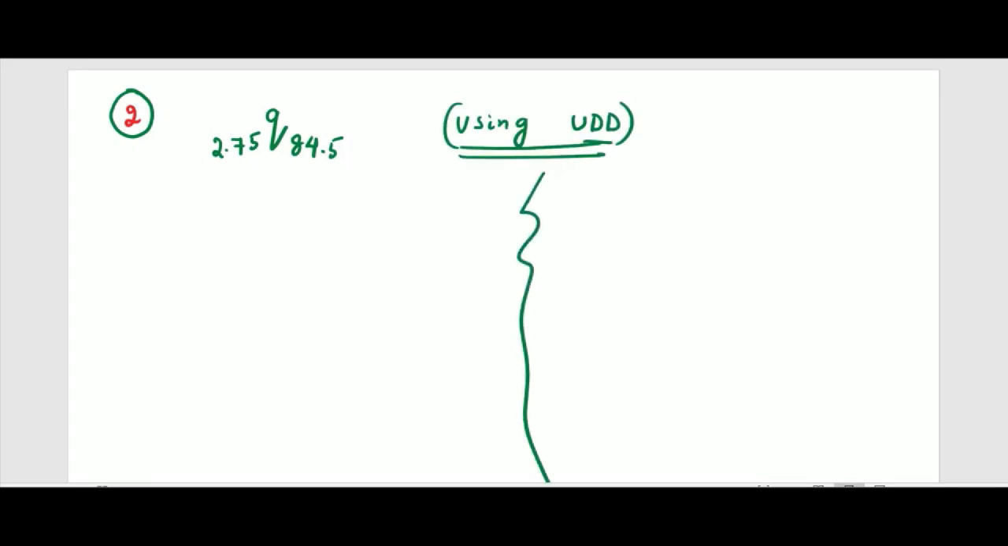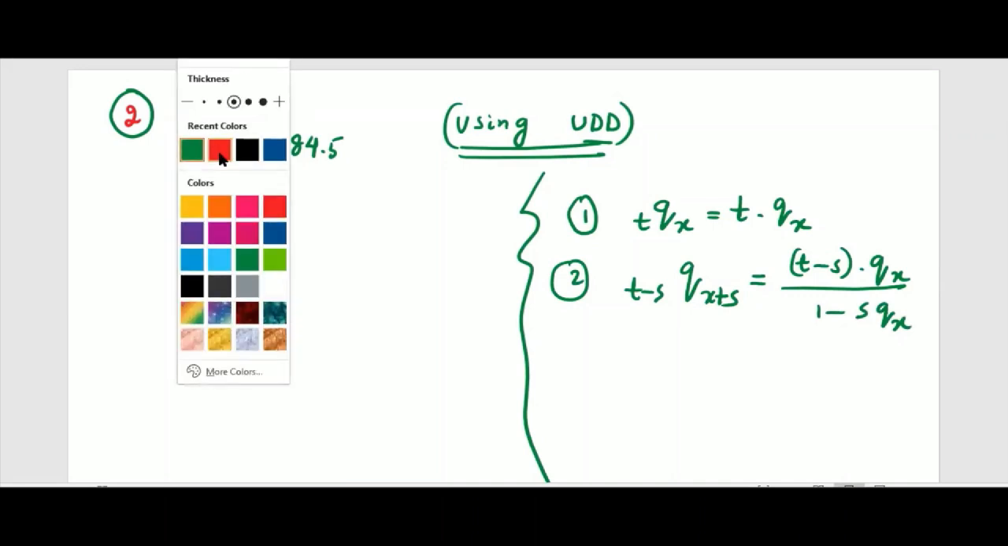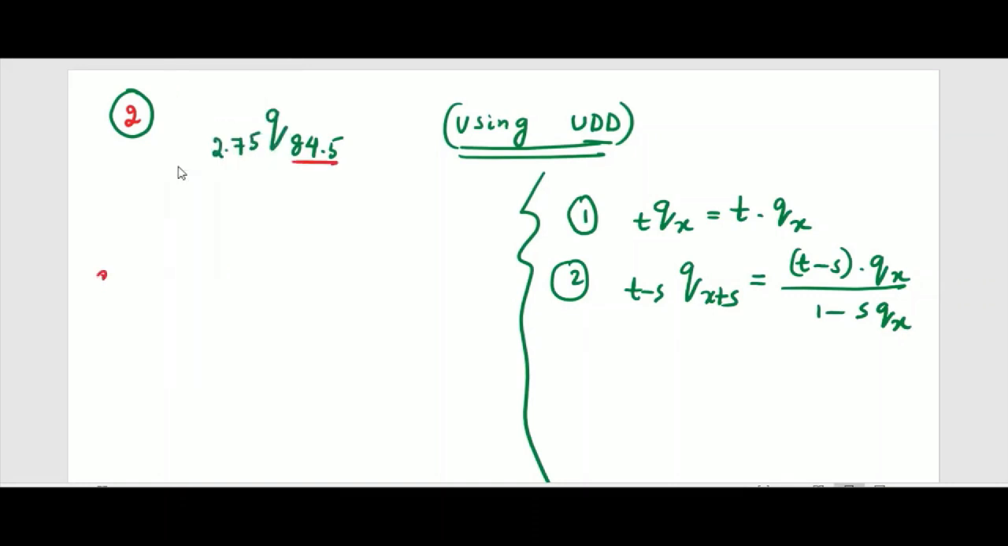Second one let's do. Q 84.5, 2.75 under UDD. Using UDD, you have to find this. What are the formulas in UDD? t q x, we write t multiplied by q x, right? This is the formula, right? Now, when you start here, first you write the points. The first one is 84.5, you write here. And 2.75 is the addition. You add these two: 84.5 plus 2.75 is 87.25. So 87.25. Let me write here.